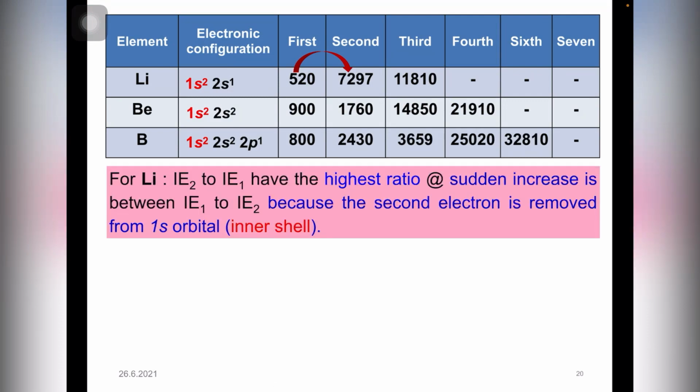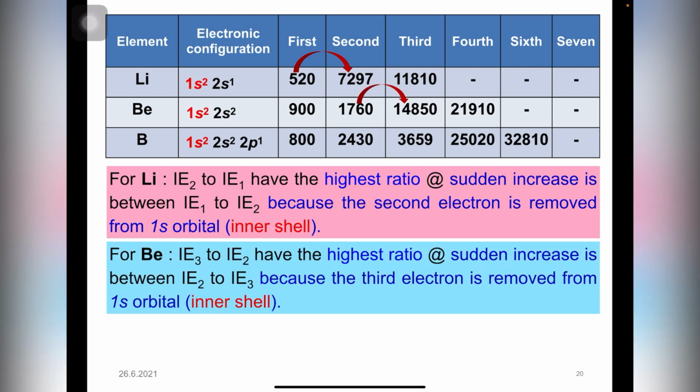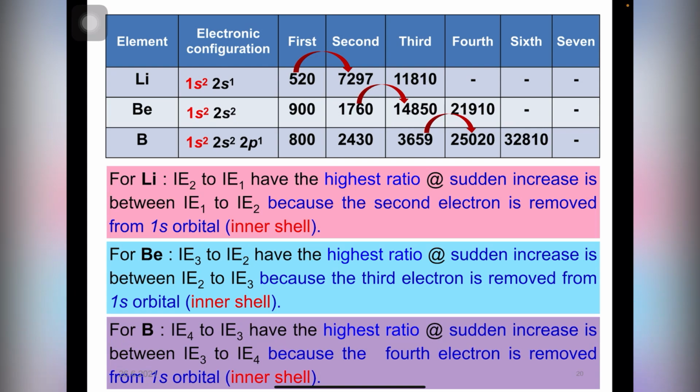So this is the same example. For lithium, the highest ratio or sudden increase occurs from IE1 to IE2. I have explained these explanations just now, so you can read your lecture notes. For beryllium, the sudden increase occurs in between IE2 and IE3, because the third electron, as I said, is an inner electron removed from the inner shell. Same for boron.